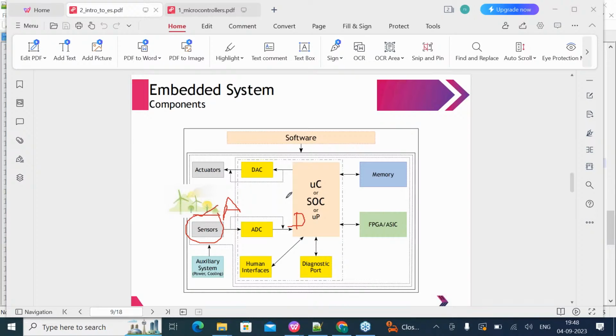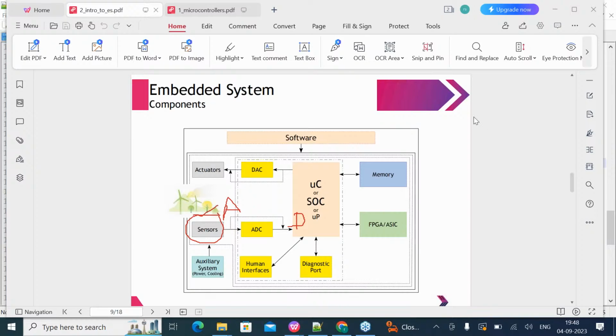Let's say, for example, the sensor is sensing the temperature. Let's say the temperature is above the threshold value, then it will inform the microcontroller. The microcontroller will see that temperature, and obviously, if it is more than the threshold, the microcontroller has to turn on the fan. So it will inform the actuator, and for cooling purposes, the actuator will turn on the fan. So this will be the actual feedback system, a closed loop system.